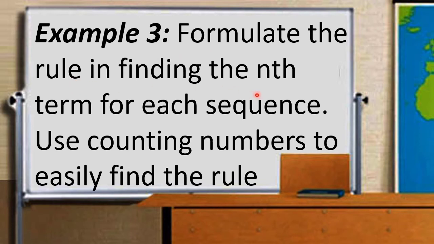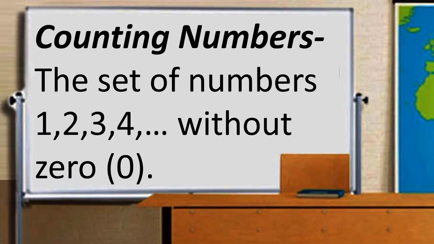Let's have our example number 3. Formulate the rule in finding the nth term for each sequence. Use counting numbers to easily find the rule. So, tuturo ko na sa inyo kung ano yung counting numbers. Counting numbers, these are the set of numbers, which is 1, 2, 3, 4. Ito ay without 0.